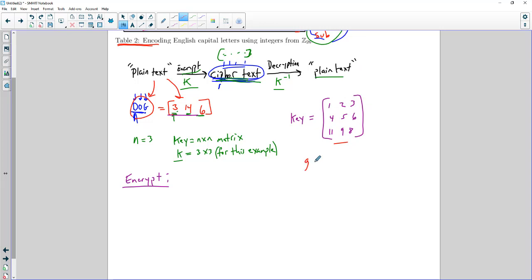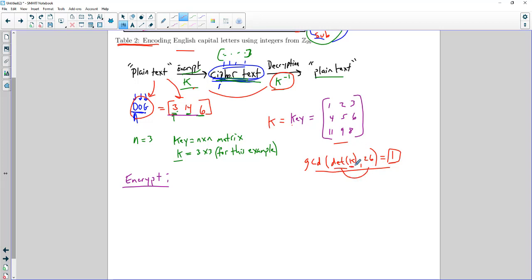And here's what has to be true. When I take the determinant of this matrix, which is the key, this is K, the greatest common divisor of that determinant of K, which is just some sort of scalar, and the number 26 corresponding to the alphabet, because we're going to do mod 26 for this, has to equal 1. This must be true to use the Hill cipher, because if this is not true, then you can't actually find the inverse of that matrix. The inverse wouldn't exist. So that means you wouldn't be able to decrypt the message. So this has to be true for your key.